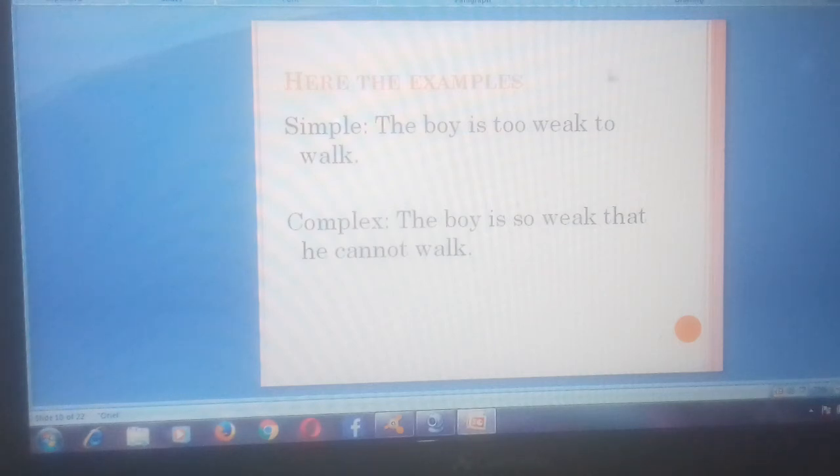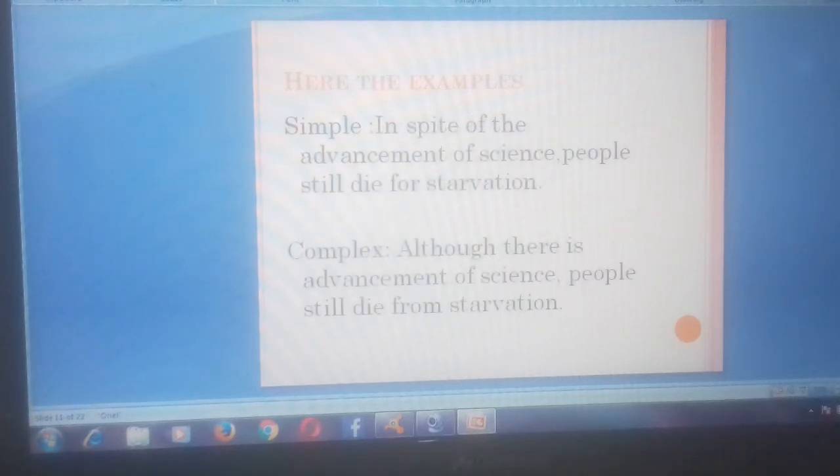In the first sentence, we find only one finite verb. But in the complex sentence, we find that there are two finite verbs. One is "is" and another is "walk". So, following the given clues, we have changed the simple sentence into complex.